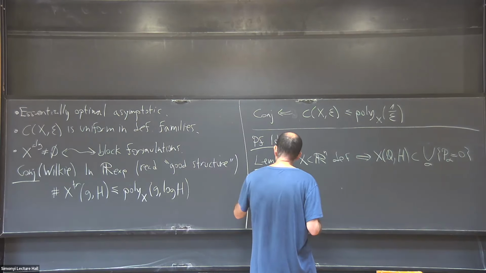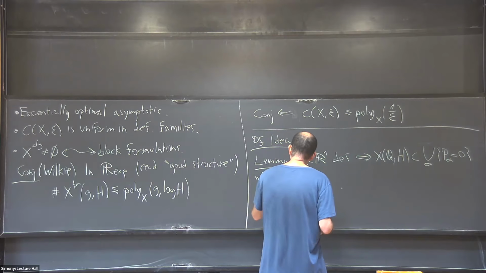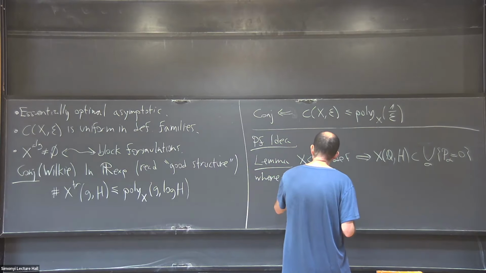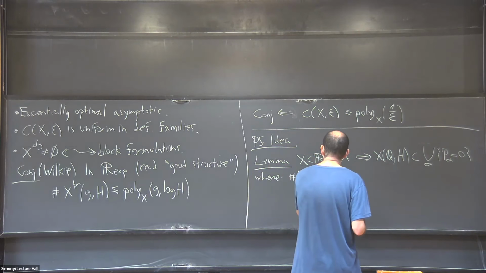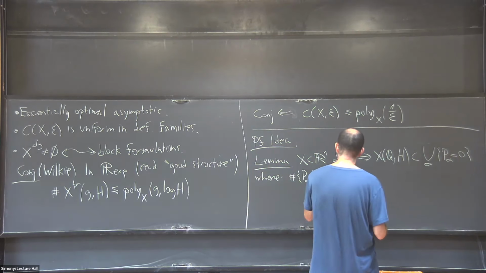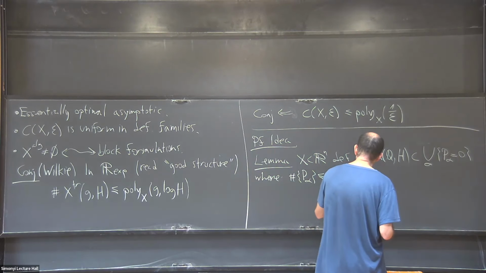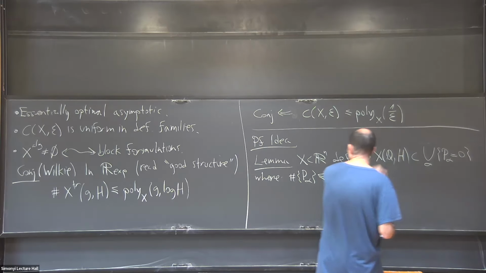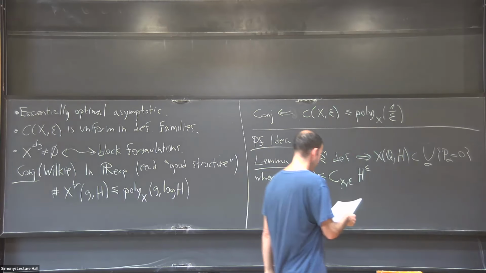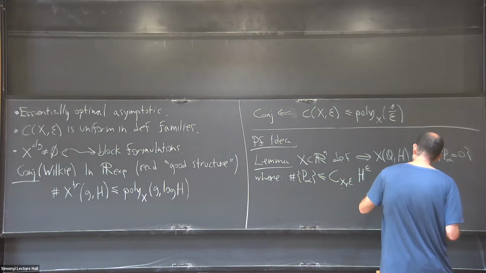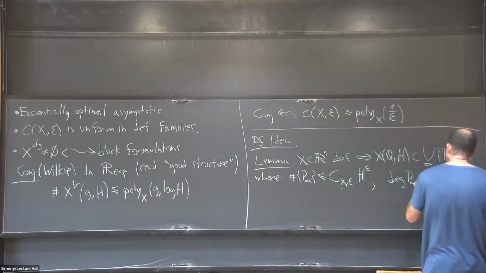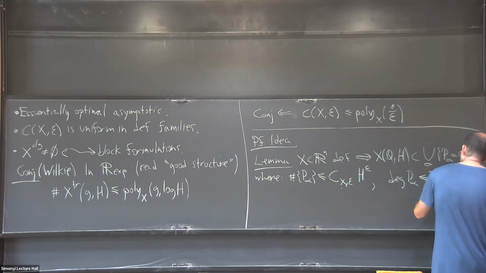Okay, so what do I want to know? I want to know that the number of hypersurfaces is less than or equal to some constant, depending on x and epsilon, times H to the epsilon. And I want to know that the degrees of all of these p_alpha are bounded by some constant that depends only on epsilon.